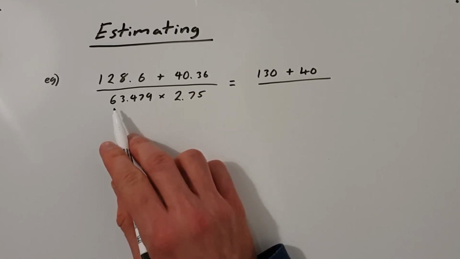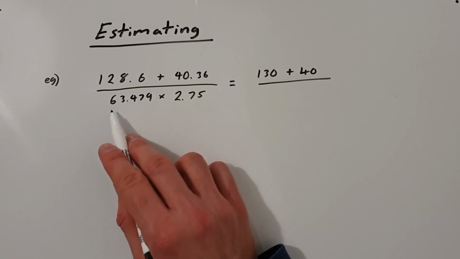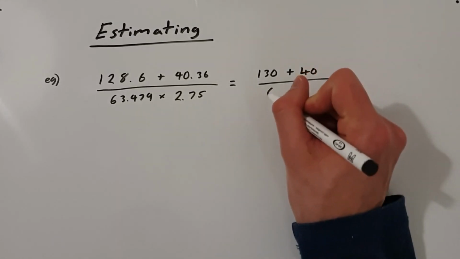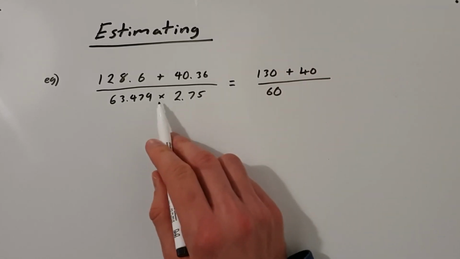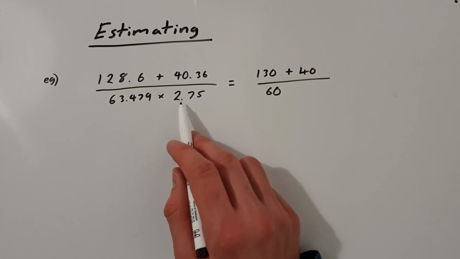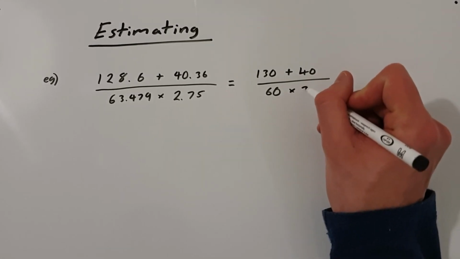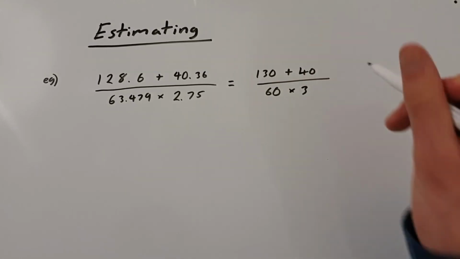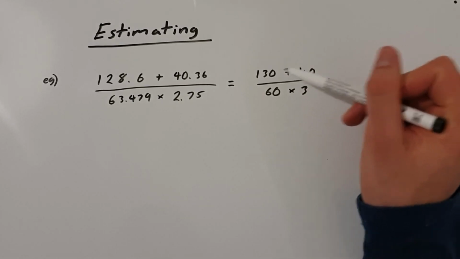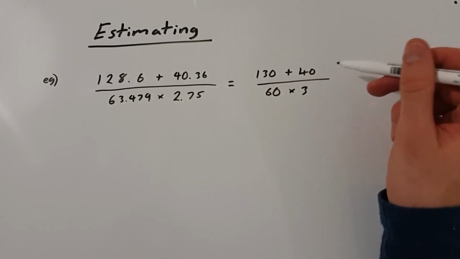Over, then here we have 63.479. Well, we can round this one to one significant figure. That will become 60. So we can put 60 here. Then multiplied by 2.75. Well, if we round this up to one significant figure as well, that can become 3. Okay, so now that we've rounded all these up and given a sort of an estimate for each of these numbers, it now makes this sum much, much easier.